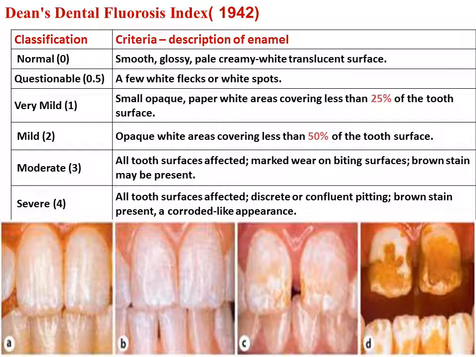while the moderate, which is given a score 3, is one in which all tooth surfaces are affected and there is mild wear on biting surfaces; brown stain may be present also. The severe type, which is a score 4, includes all tooth surfaces in which discrete or confluent pitting and brown stain are present, and a corroded-like appearance is also present. The picture on the left is the very mild one, and the second picture shows the mild type. The third picture is the moderate, and the fourth picture is the severe type.